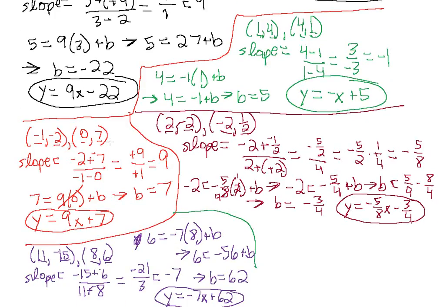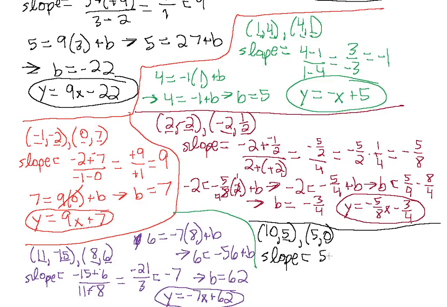All right, let's do another one. Let's say we want to find the slope-intercept form of the equation of the line that passes through the points (10, 5) and (5, 0). Okay, let's go ahead and find the slope. We're going to need that. So the slope is going to be found by 5 minus 0 divided by 10 minus 5. That gives us 5 over 5, or just a slope of 1.